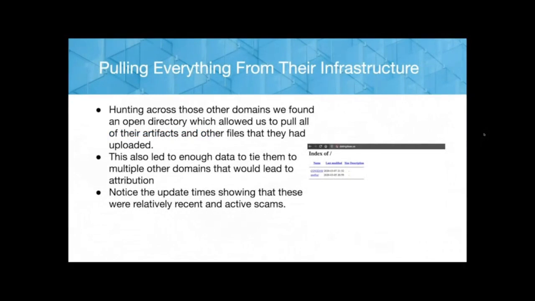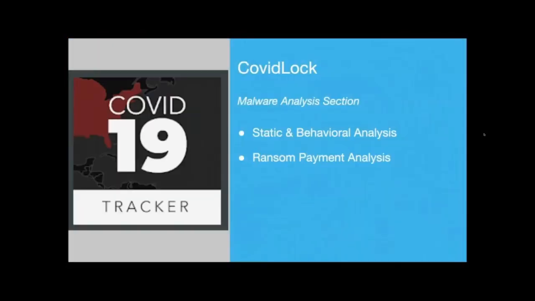So from there, we were able to pull all of this extra infrastructure, and we found one of these sites had an open directory, which allowed us to pull down all the artifacts and other files that they had uploaded. And this led to enough data to tie them to several other domains that would lead to attribution. Notice the update times here. These directories were being frequently modified, and we were able to see that based upon this open directory. With that, I'll go ahead and hand it over to Tarik here, who's going to talk a little bit more about the malware and how it works.